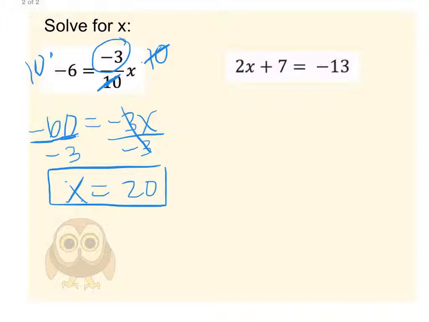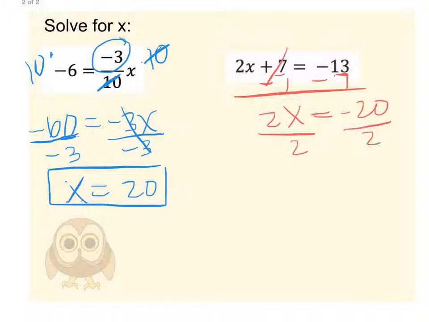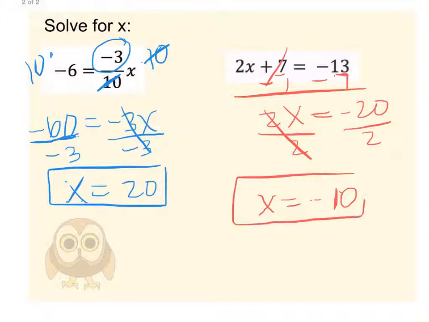Same thing on the left. No fractions though. I'm trying to get x by itself, so I need to move this 7 first. It's positive, so I'm going to subtract it. I get 2x is equal to negative 20. And the 2 and the x are multiplying together, so I'm going to divide. And I get x is equal to negative 10. Sometimes you'll get fractions or decimals for your answers, and that's okay too.